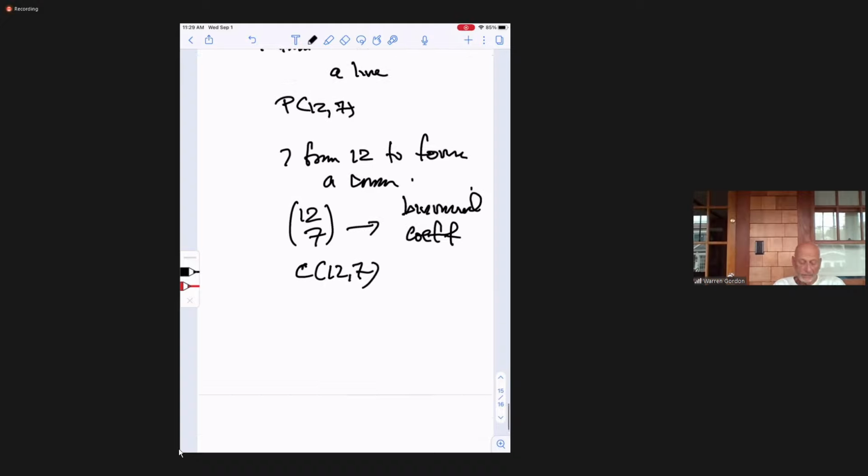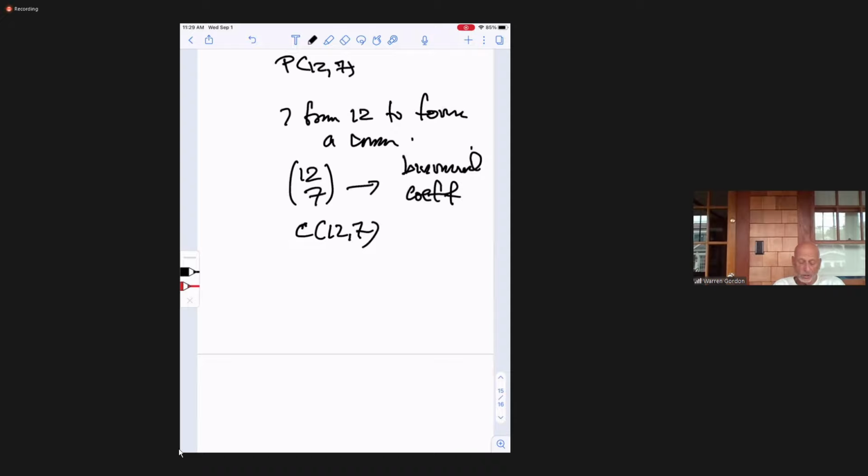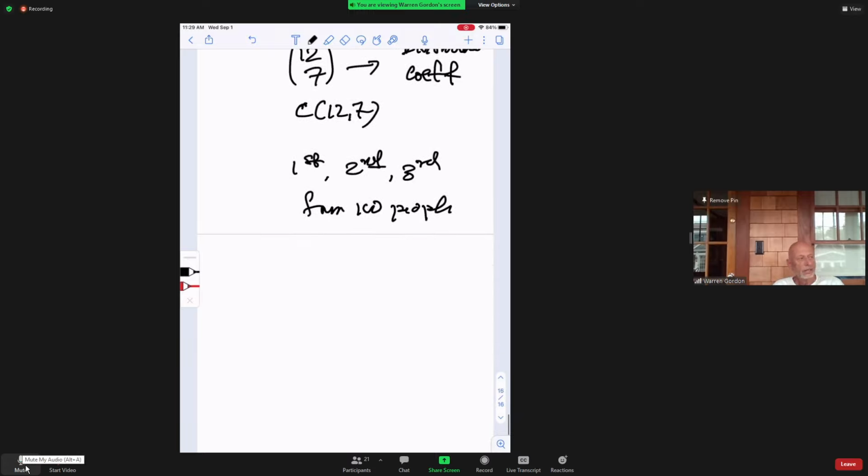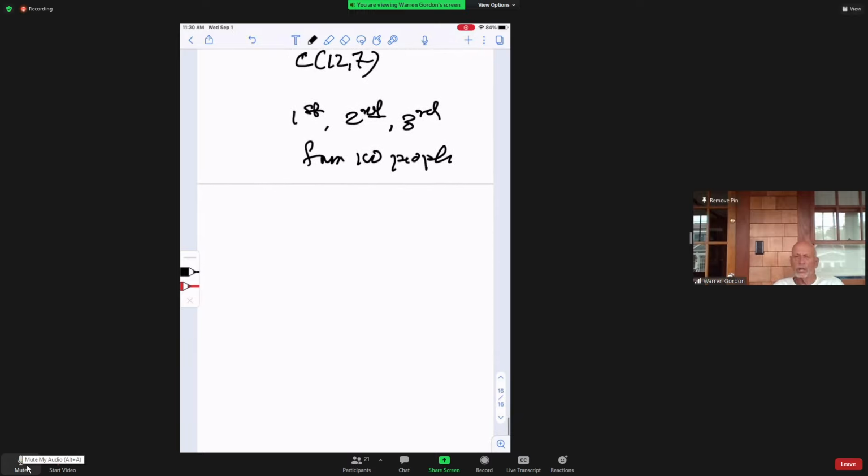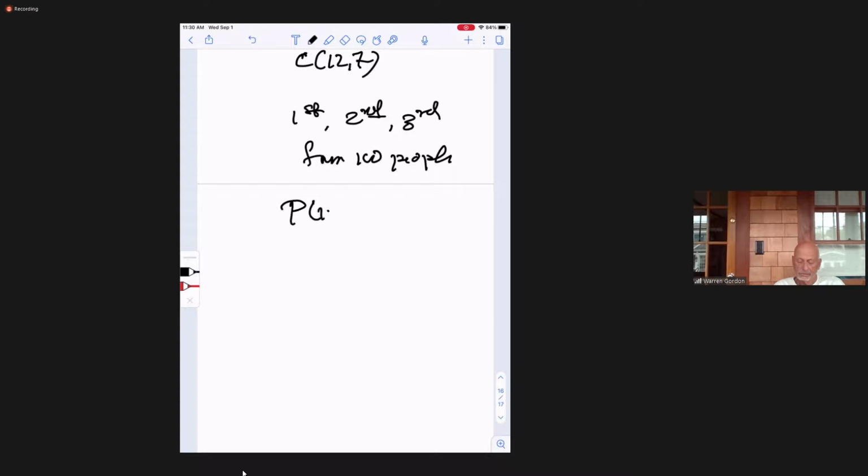What about the first, second, and third prize to be awarded in a beauty contest in a group of 100 people? First, second, and third prize from 100 people. Permutation or combination? Permutation, right, because order matters now. It matters who gets the first prize, who gets the second prize, who gets the third prize.